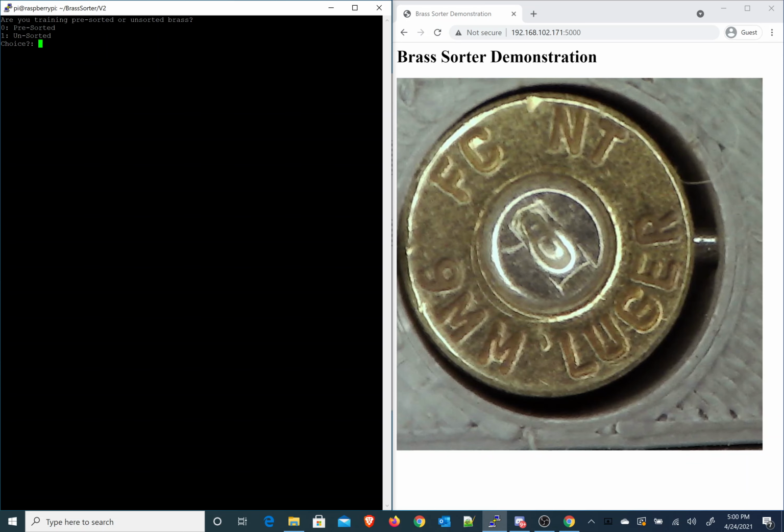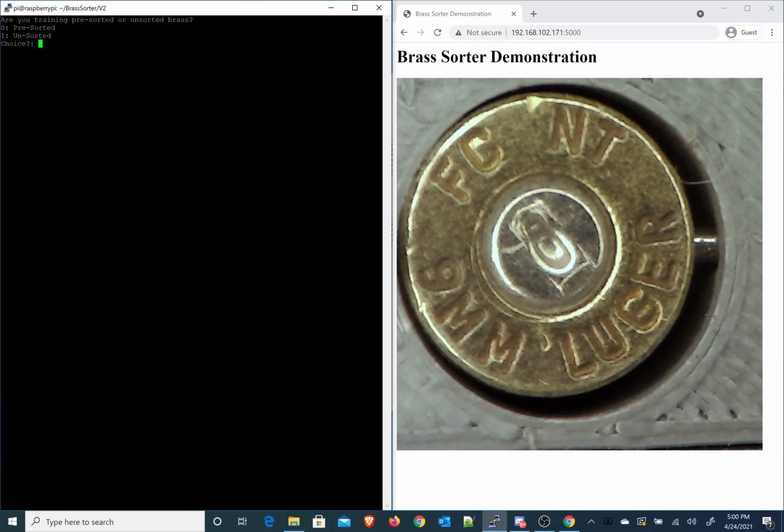So got a piece of FCNT brass that popped up right here. This is actually the brass that I have the most of because I bought a couple buckets from a police range, and they like that non-toxic stuff apparently. So anyways, the system's probably seen about 1,000 pictures of FCNT. It's pretty good at identifying.